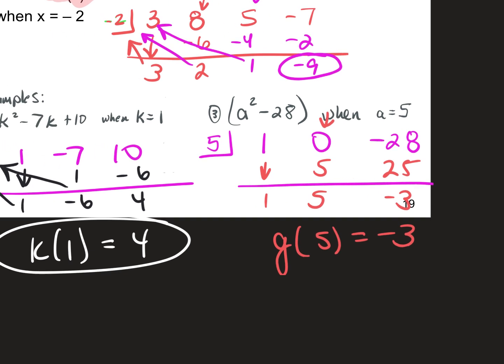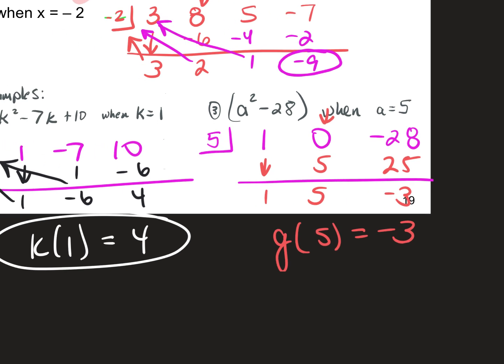Now, when the remainder is 0, we'll talk about this more on Monday, that means, ooh, this is a factor. You can then write your resulting polynomial, and you'll be able to factor that more. We'll talk about that later. All right, we good? Yeah. That's it.